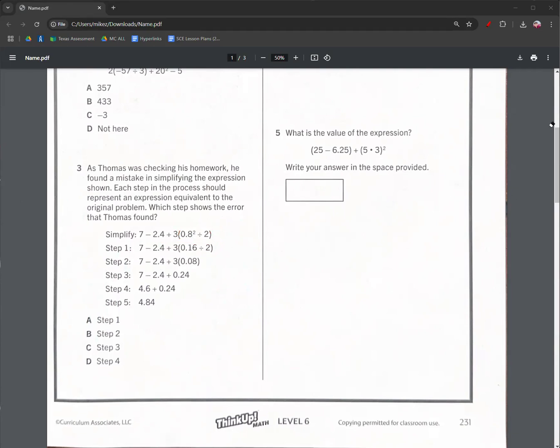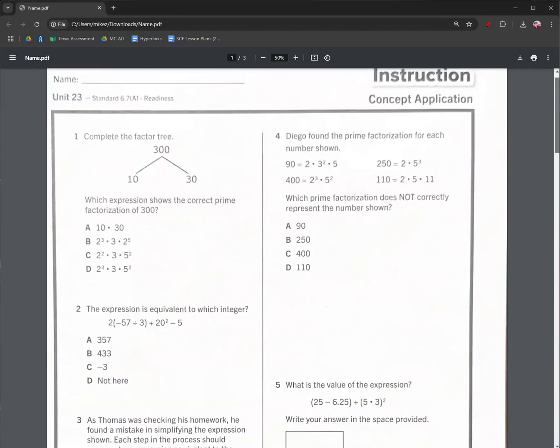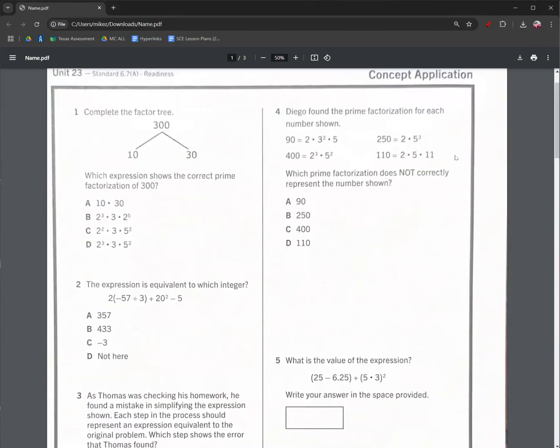Okay, so now when I go up here to the top, you're going to see that question 4 says Diego found the prime factorization of each number shown below. So there's 4 numbers at prime factorization.